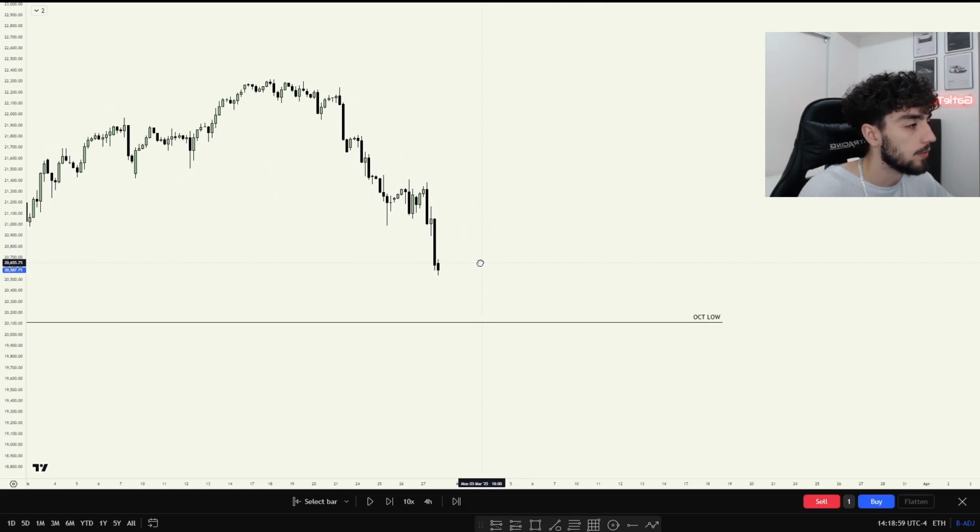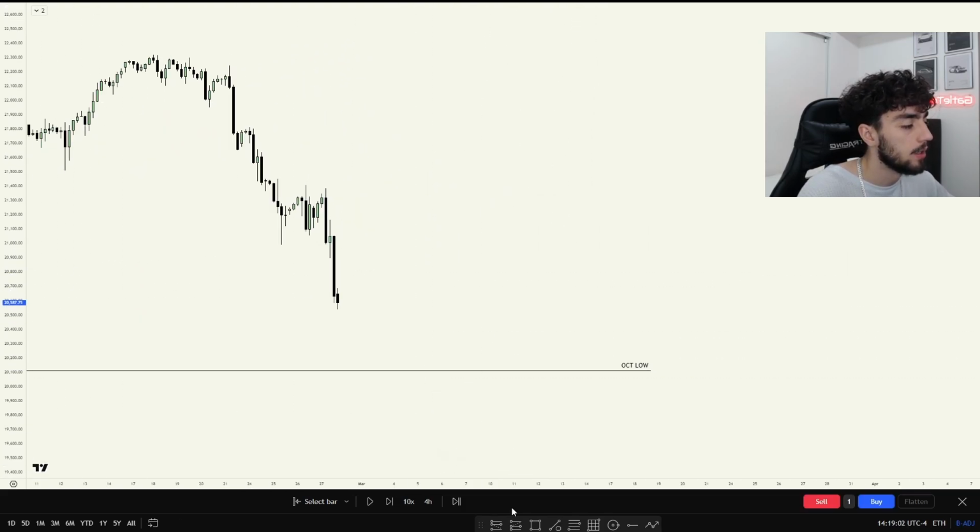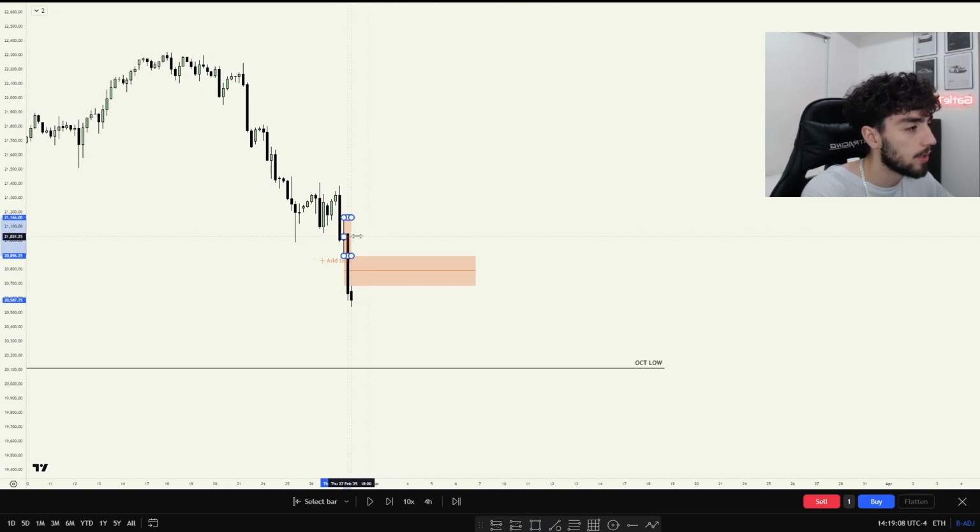Now, if we zoom into, let's say, the 4-hour chart, what do we have here? We have a bearish fair value gap right here. We also have a bearish order block right here. So why is this a bearish order block? I'll annotate very quickly because I know some people will ask questions.